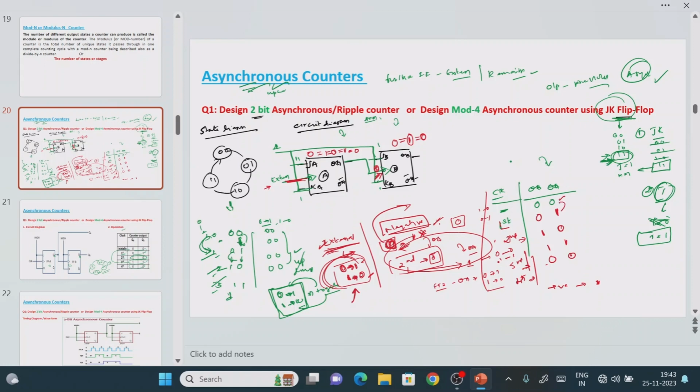See that initially it was 0. After applying the clock pulses, first it changes from 0 to 1, then 1 to 0, then 0 to 1, then 1 to 0. Finally it has returned back to the initial position, right? So this is how it works.